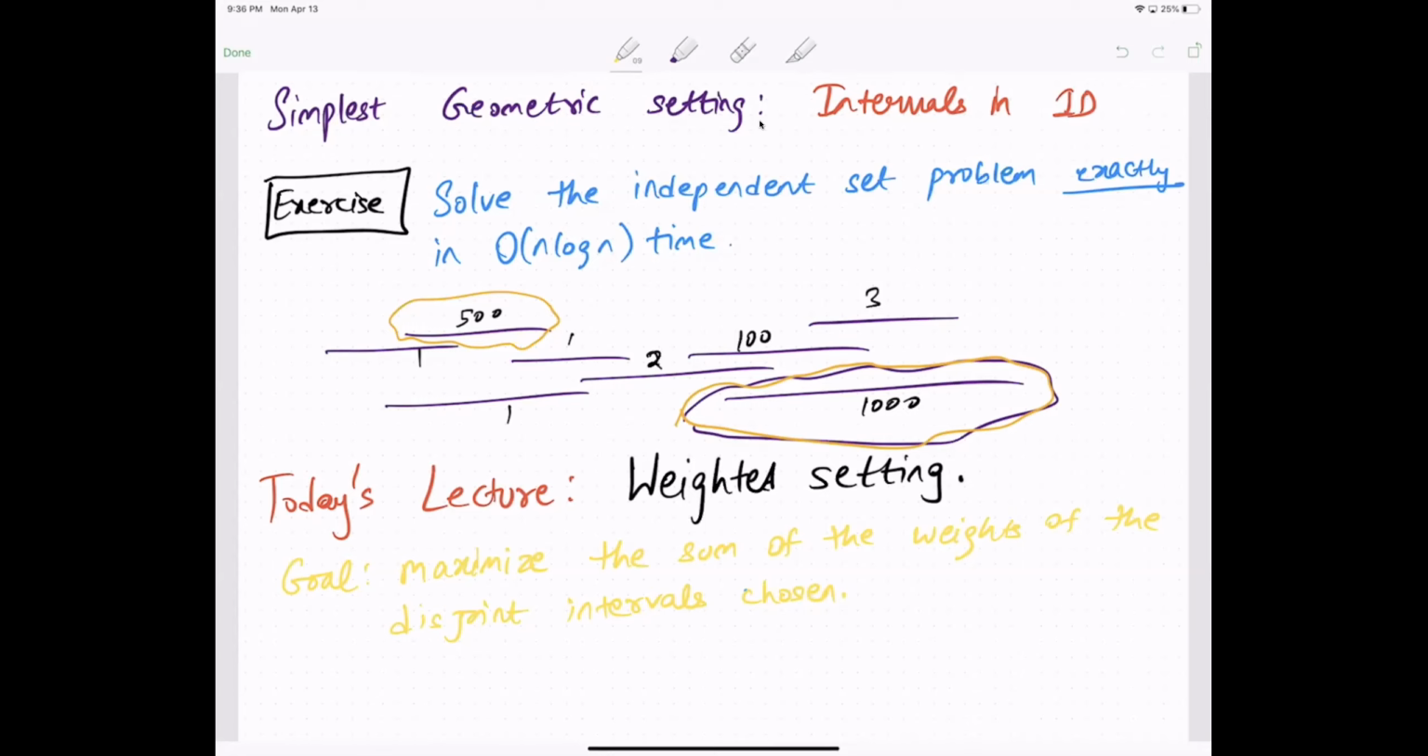It turns out for the weighted setting in 1D, there is an exact solution. There's no approximation in that solution. It gives an exact solution. But we'll not look at that today. So the focus today is actually to come up with an approximation algorithm.